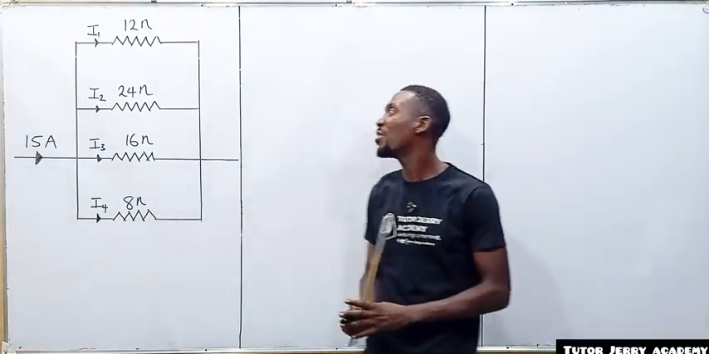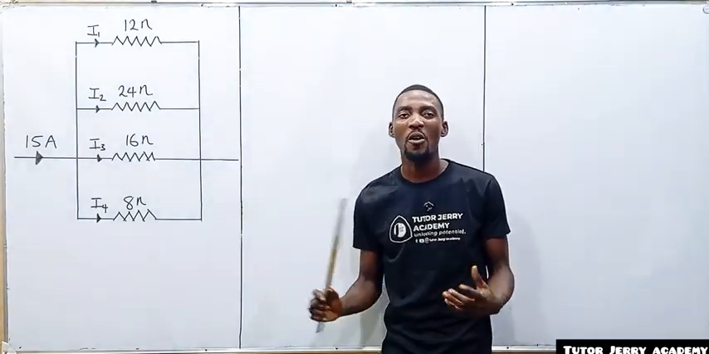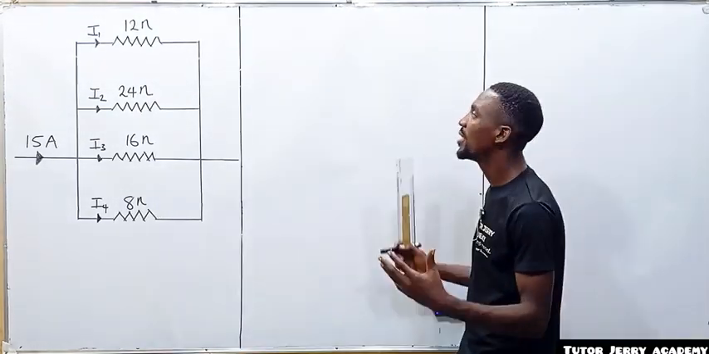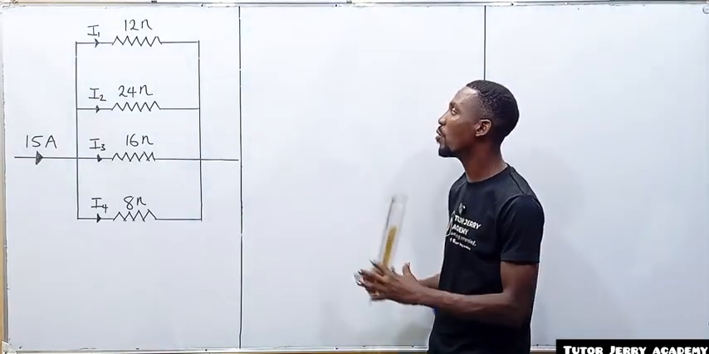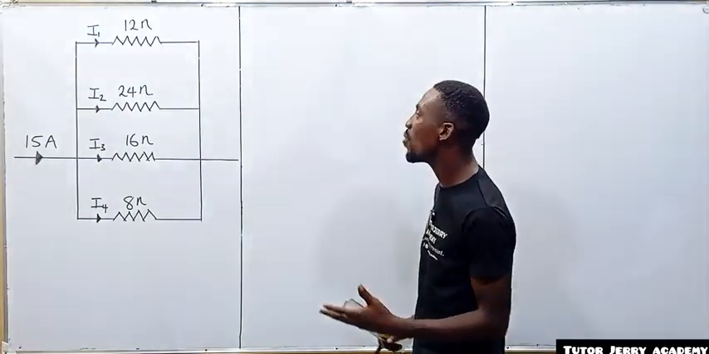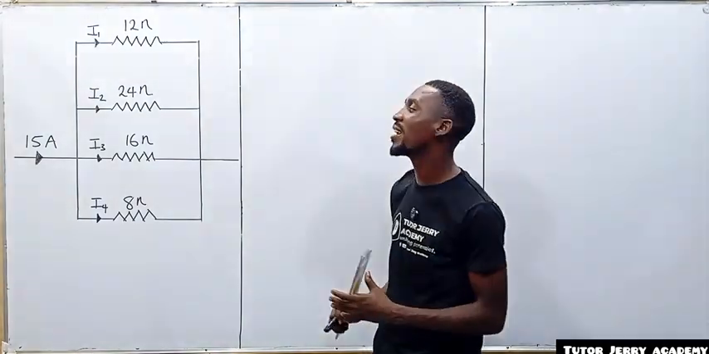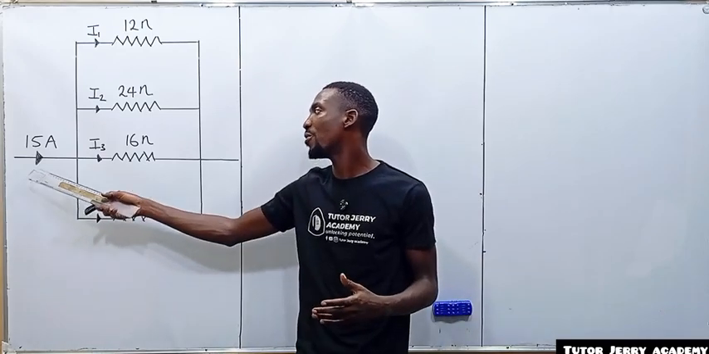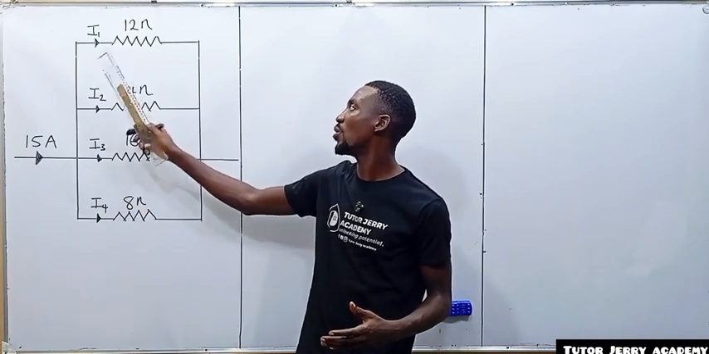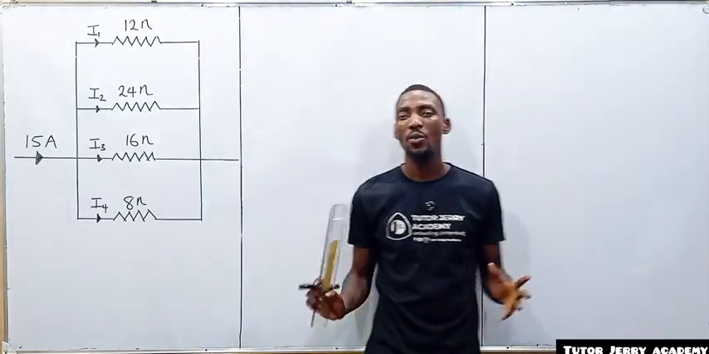All right, we are going to be solving another interesting question on the application of current divider rule in circuit analysis. If you look at the above diagram, we want to find I1, I2, I3, and I4. If you look at this diagram clearly, you are going to observe that 15 ampere, when it gets into this node, gets split into I1, I2, I3, and I4. I hope you understand.